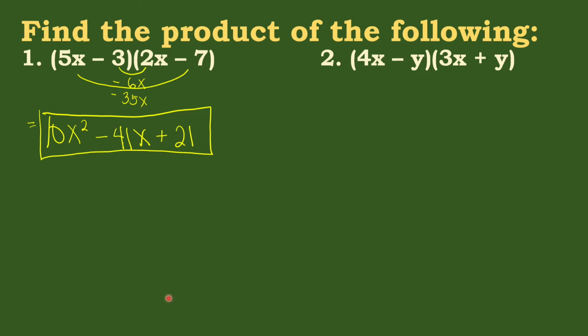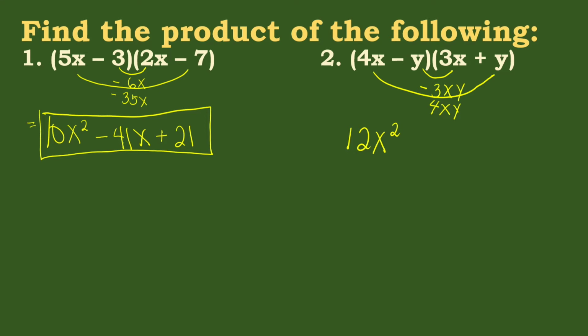Okay, number 2. 4x minus y, 3x plus y. Again, the first terms in the FOIL method, 4x and 3x, we multiply them. The answer for that would be 12x squared. Okay. Now, the outer terms, 4x and y, let us multiply that. That would be 4x times y, 4xy. The inner terms, negative y and positive 3x, when we multiply that, that would be negative 3, and then the variables are x and y.